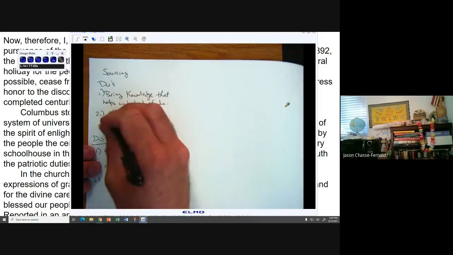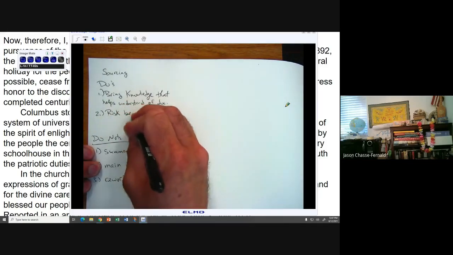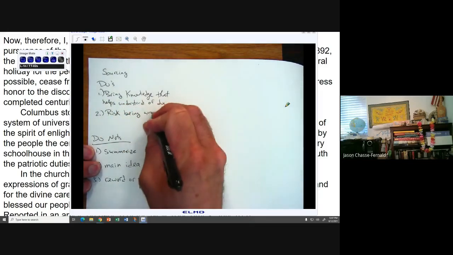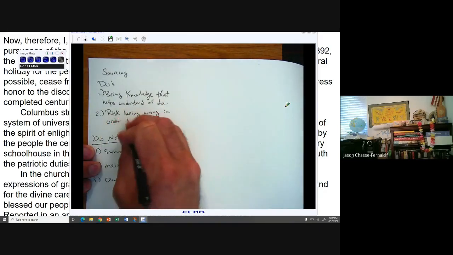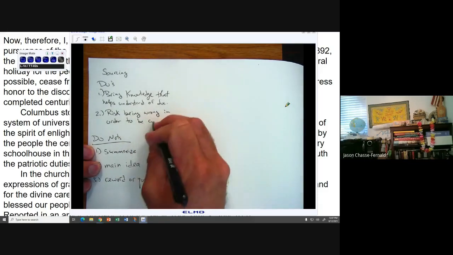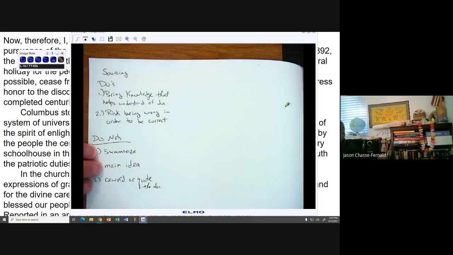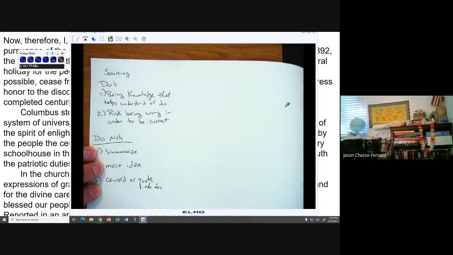Also, you have to risk being wrong in order to be correct. Right? You can't sit on the fence.